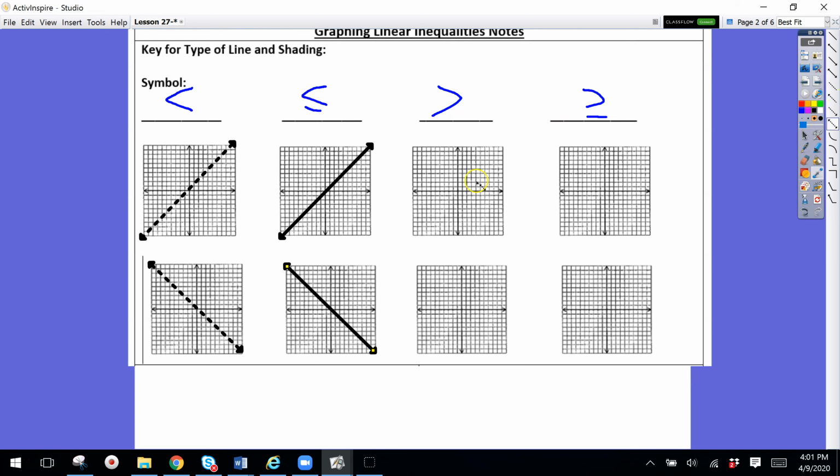Okay, now this example is slightly more difficult because it's in standard form. So that means I need to solve this out for y and then go ahead and graph it. So the first thing that we're going to do here is move over this positive 3x. So we're going to subtract 3x from both sides, and we're going to get negative 2y is greater than 6 minus 3x. And then we're going to divide both sides by negative 2.